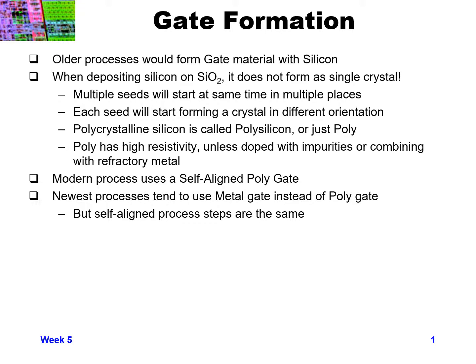Just an additional comment about gate formation. Modern process technology will use what's called a self-aligned polygate, and I'll get into that in the next foil. And then in the newest process technologies over the last maybe 5 years or so, they've actually gone back to using a metal gate instead of a polygate, and so it turns out that we've actually gone back to metal oxide semiconductor in the latest process technologies. But the self-aligned process steps are the same for the metal gate as I'll be going through in the next foil, talking about how it works for the polygate.